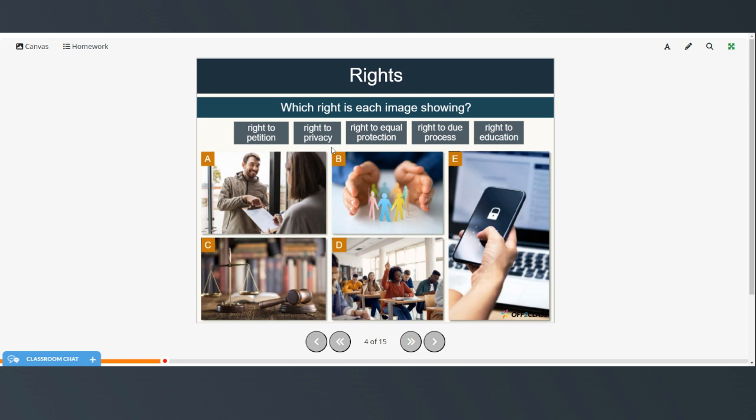Here are some other rights that we can match with the pictures. So picture A, I believe, would be the right to petition. Picture B would be the right to equal protection. Picture C would be the right to due process. Picture D would be the right to an education. And picture E would be the right to privacy.